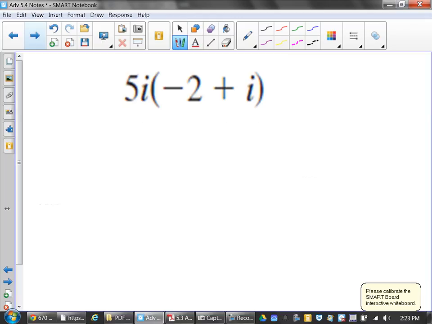Now we have i squared. What is it telling you to do now? At this point, you are now showing 5i times the quantity, negative 2 plus i. What are you going to do with the 5i outside? Distribute. Distribute in. Okay?